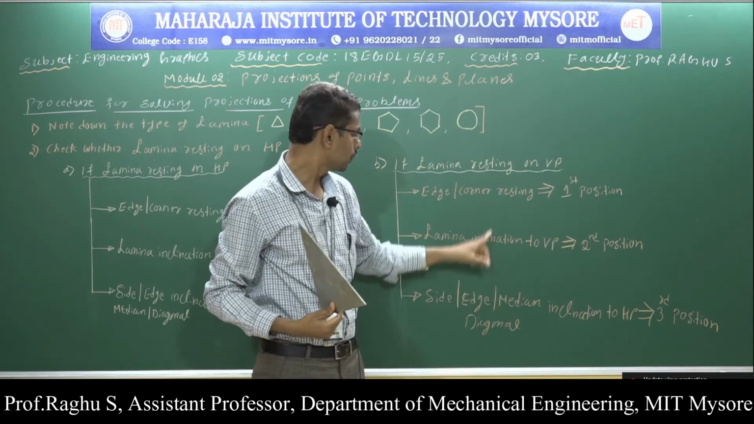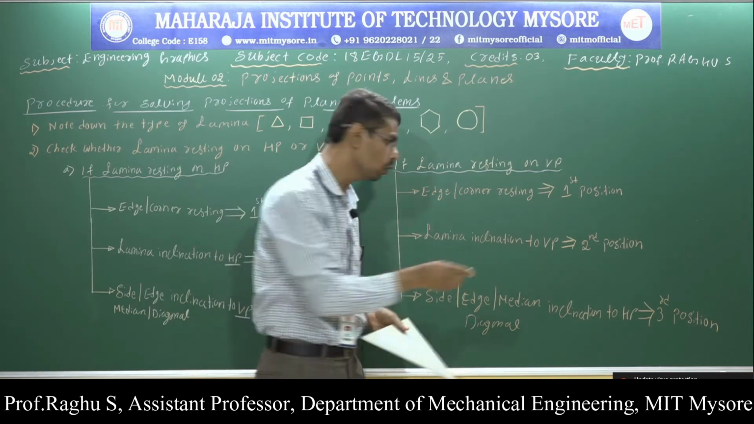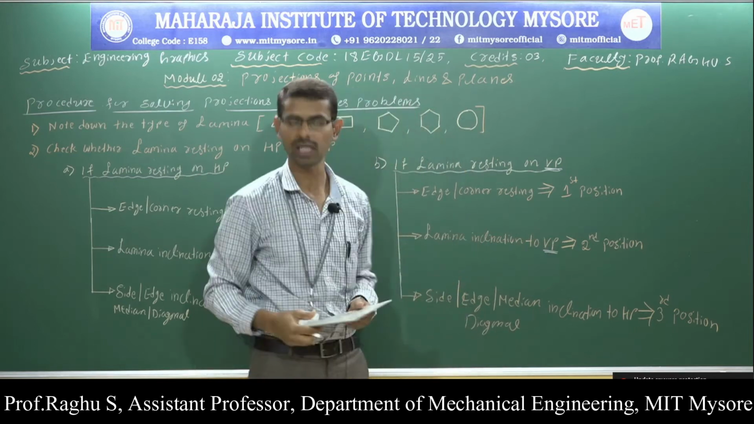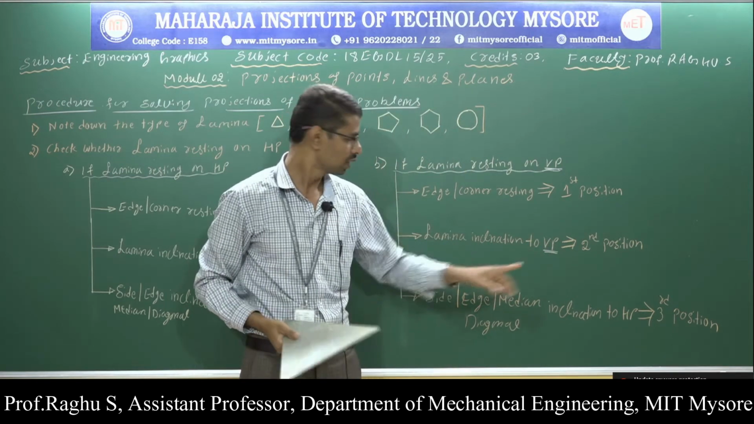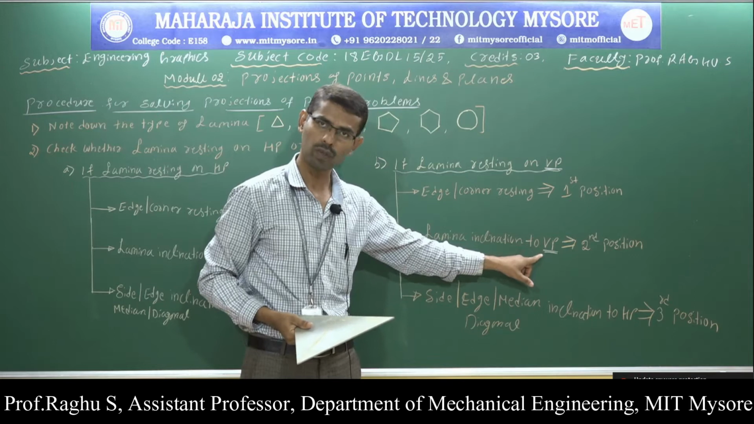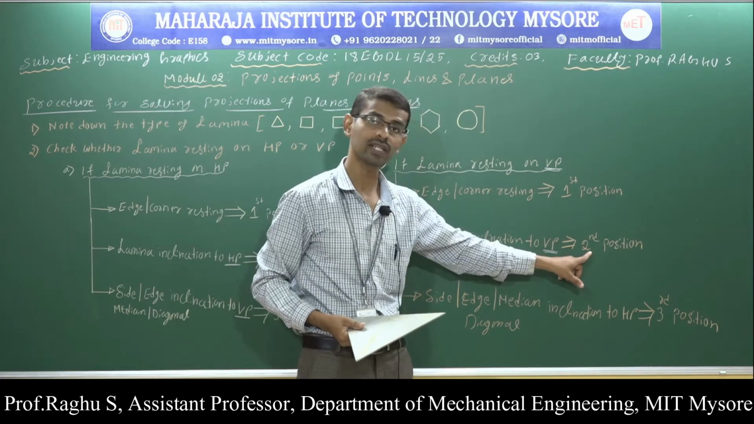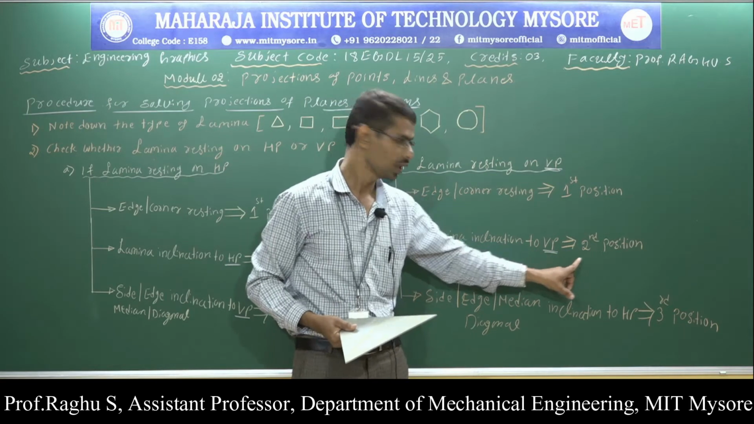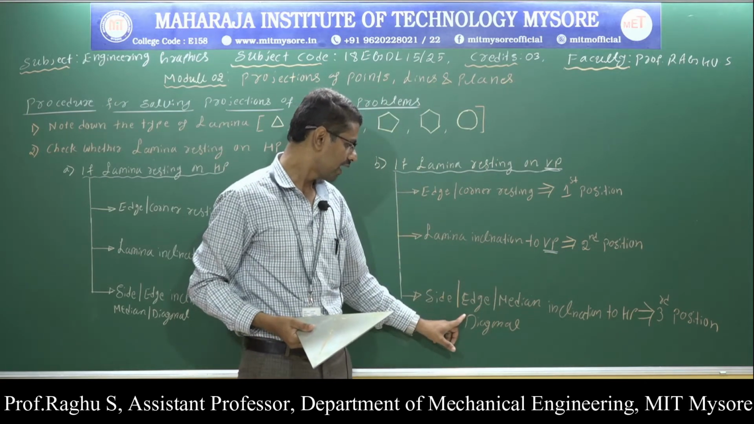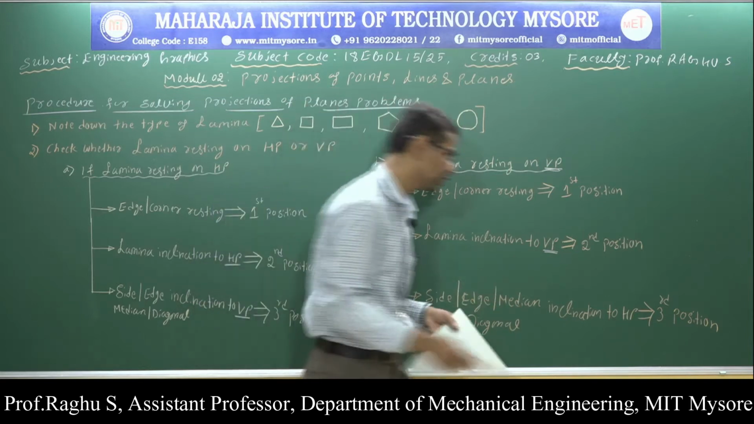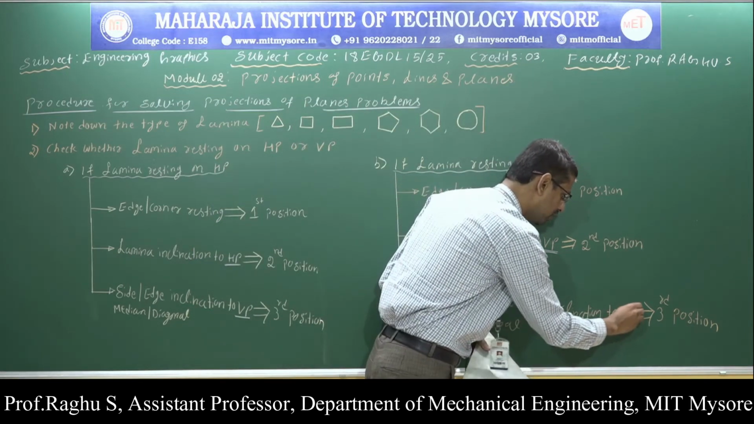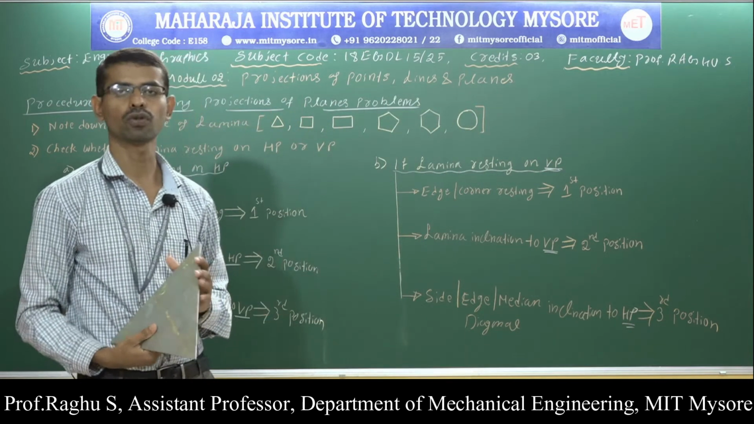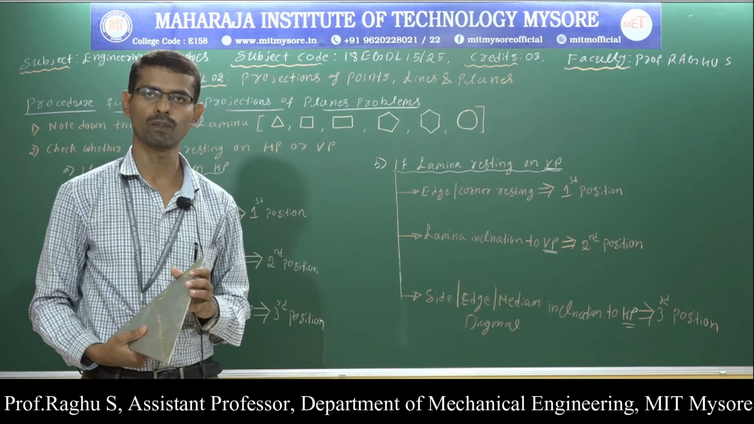Next, when the lamina is resting on VP, the lamina inclination is with respect to VP only. This data is used for drawing the second position front view and second position top view. Next, note down the side, edge or median inclination with respect to HP, and this data is used for the third position. So this is the general procedure for solving projections of planes problems.